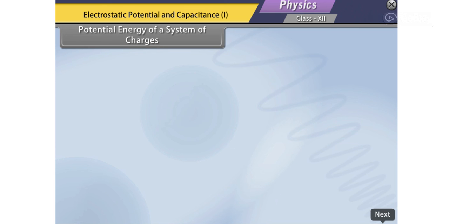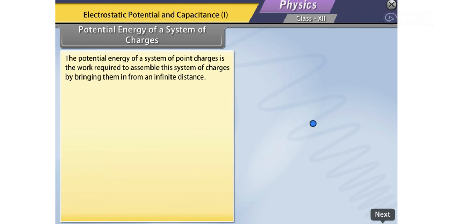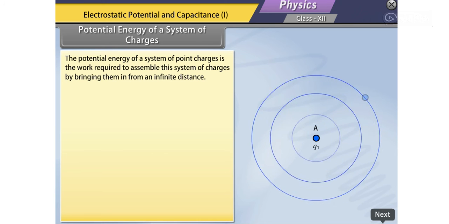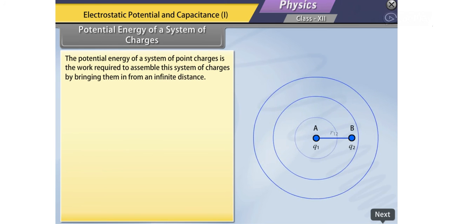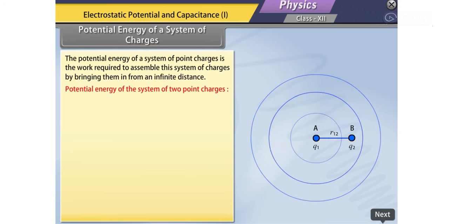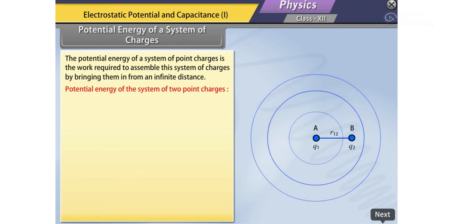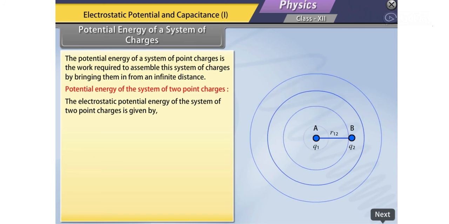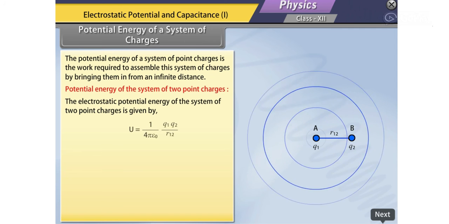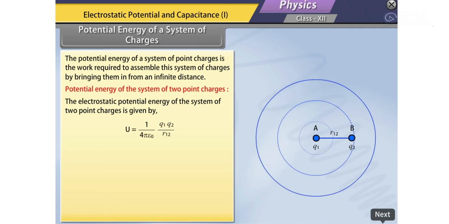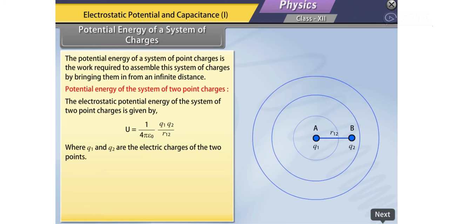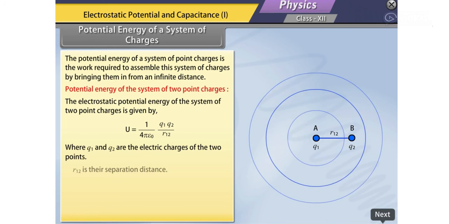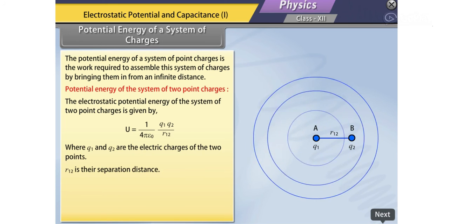Potential energy of a system of charges. The potential energy of a system of point charges is the work required to assemble this system of charges by bringing them in from an infinite distance. Potential energy of the system of two-point charges. The electrostatic potential energy of the system of two-point charges is given by U as 1 upon 4 pi epsilon naught multiplied by Q1 Q2 upon R12, where Q1 and Q2 are the electric charges of the 2 points. R12 is their separation distance.